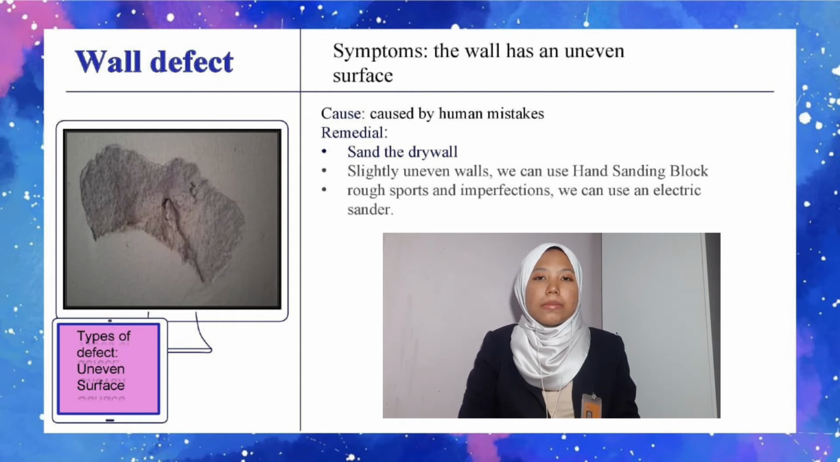The cause is human mistakes. The meaning of human mistake is that the workman does not have good experience in plastering or chose the wrong material to use for plastering.